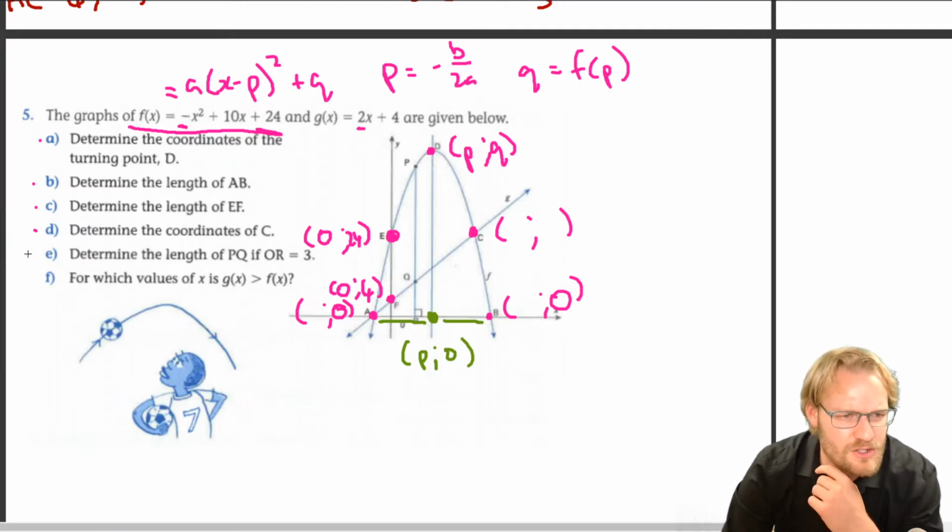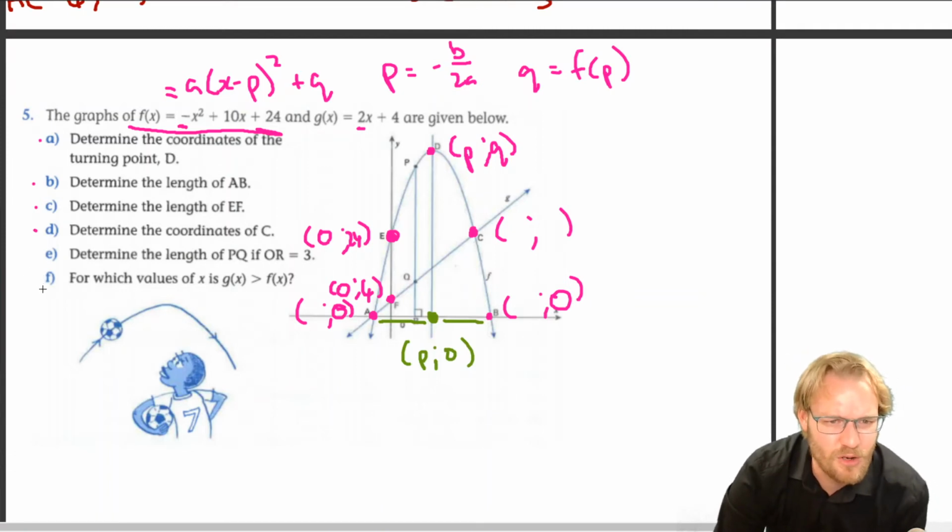Okay. Determine the length of PQ if OR equals 3. So where is PQ if OR?